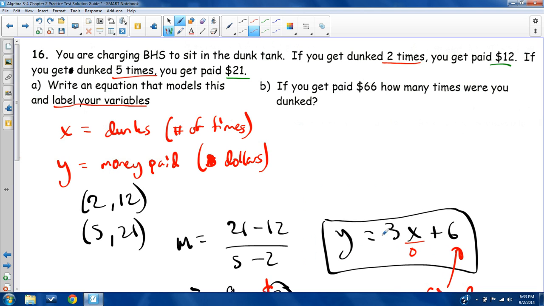All right, but okay, we have this equation. We're good to go. We labeled our variables. Here's part B. If you get paid $66, how many times will you get dunked? Here's where the importance of looking at your variables really helps. Oh, money paid. I'm plugging in 66 for y. I know that because I have that written down. 66 equals 3x plus 6. Subtract 6, and solve for x. You'll get x equals 20.